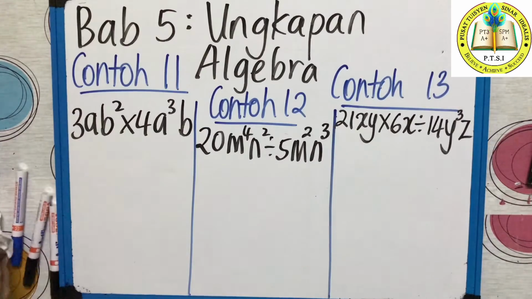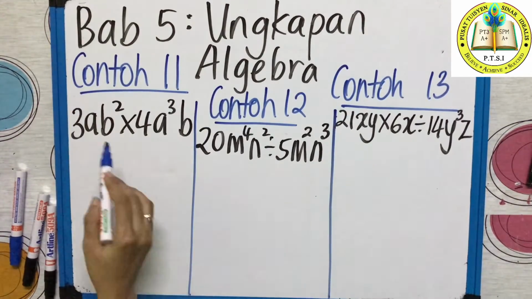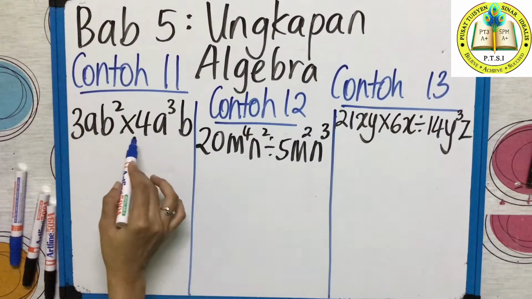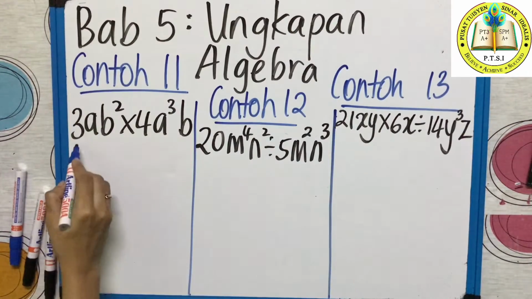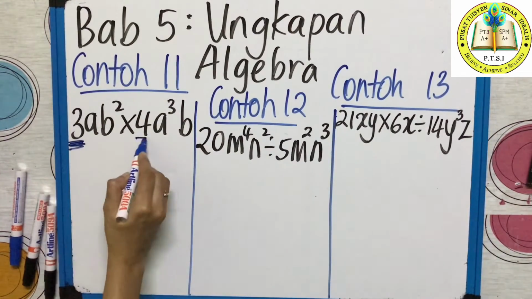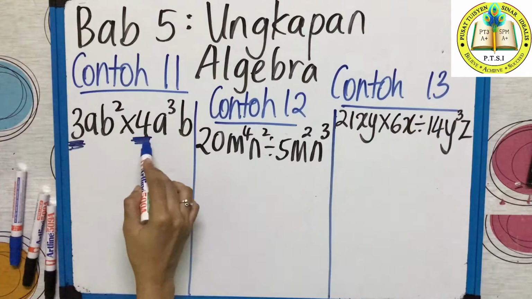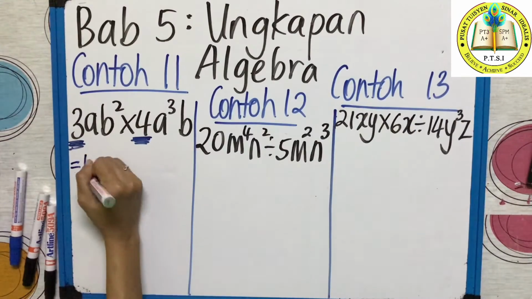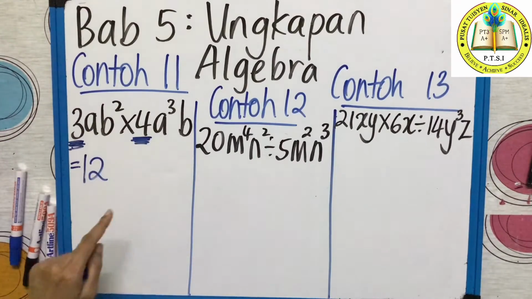Okay, how to solve that? How to do it? If you look at the first one here, 3AB kuasa 2 darab 4A cube B. Okay, A kuasa 3, B. First, I always will tell my student, number and number you solve first. Lagi senang. So, 3 kali 4, kamu dapat 12. So, solve the number first. That is the rules.